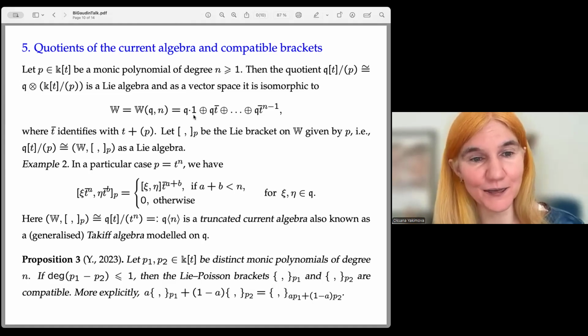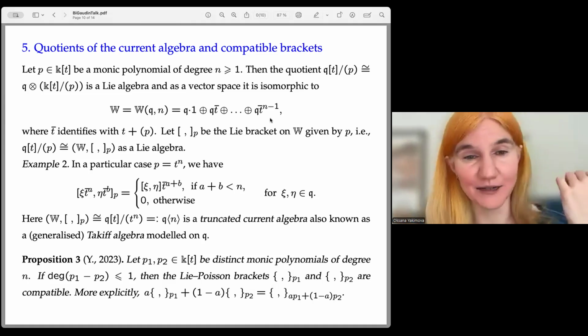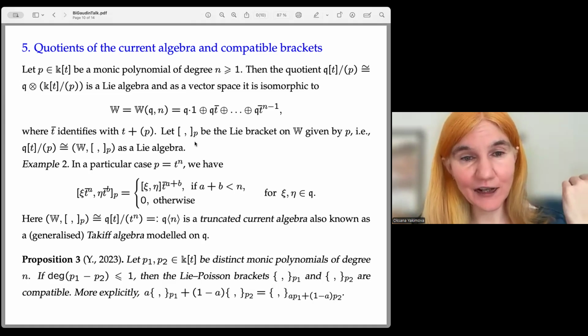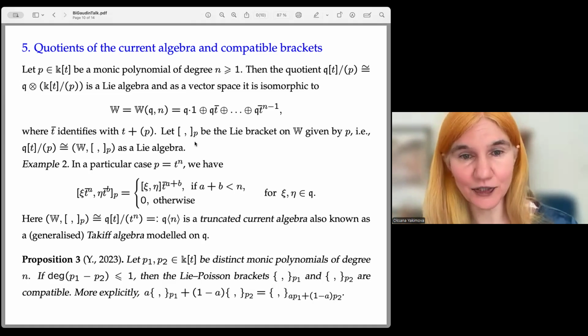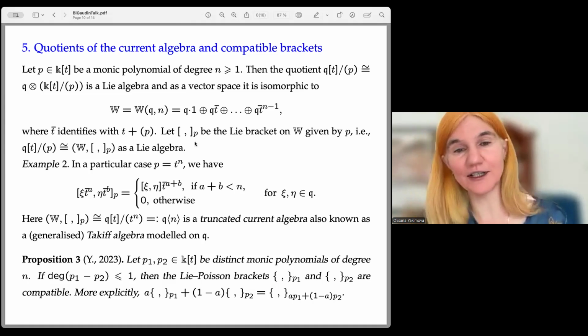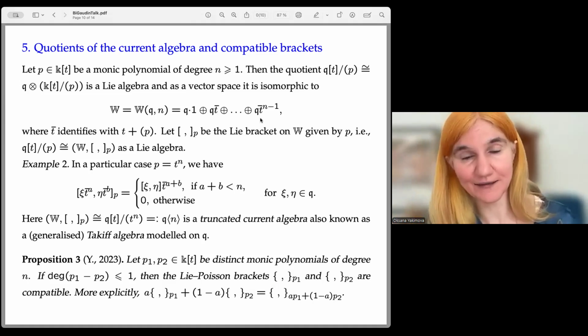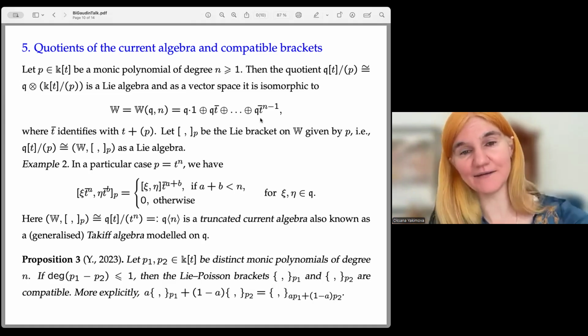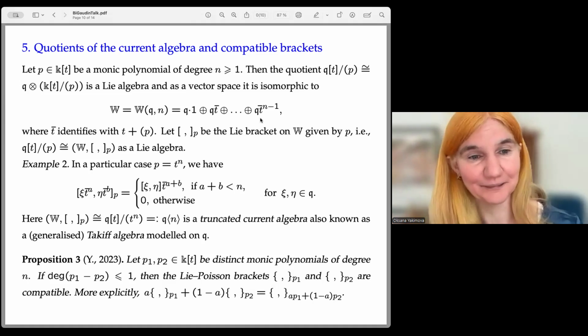So each of them corresponds to T bar to the power k, starting from 0 and ending with n minus 1. And the polynomial P defines a Lie bracket on this vector space, because it's a quotient of a Lie algebra by P. And actually, in down-to-earth terms, we just take elements where we have powers of T, take the usual commutator as in the current algebra, and then we divide by P with a remainder, and the remainder is what interests us.